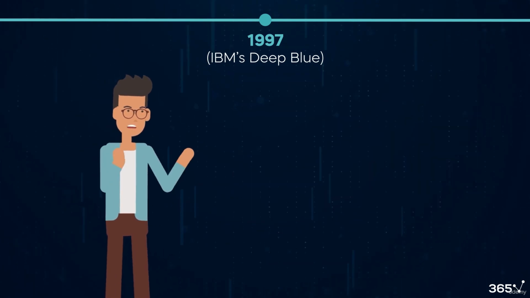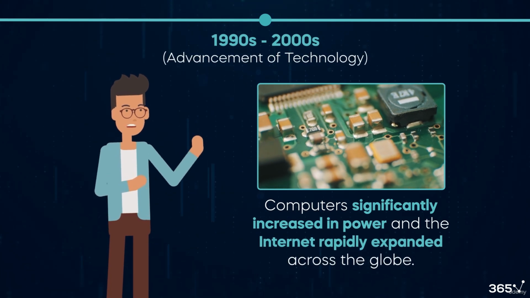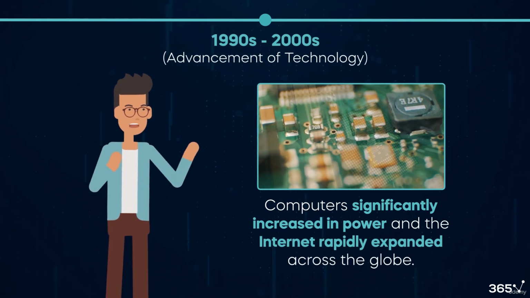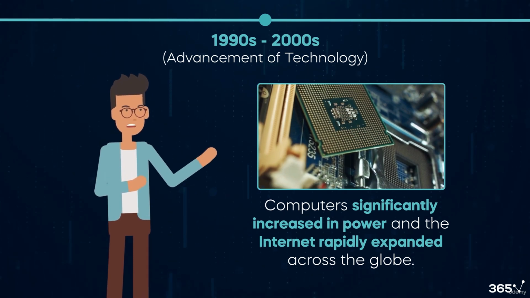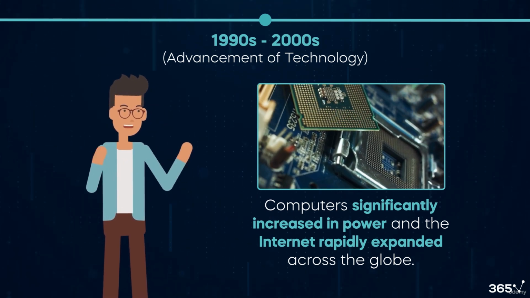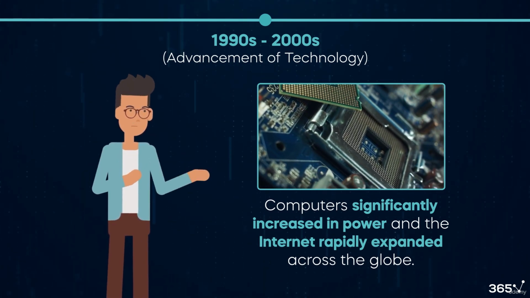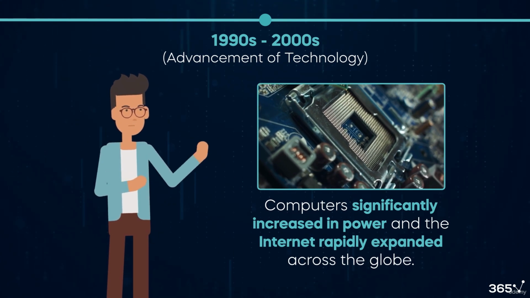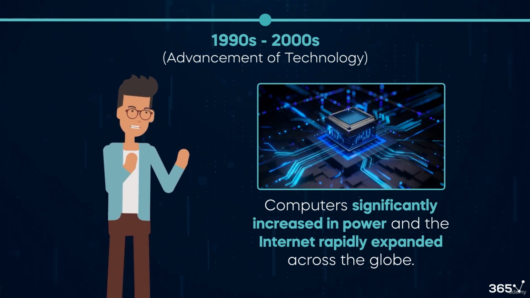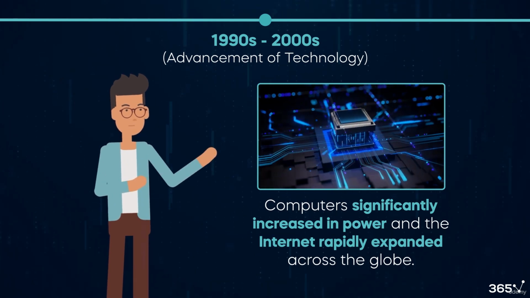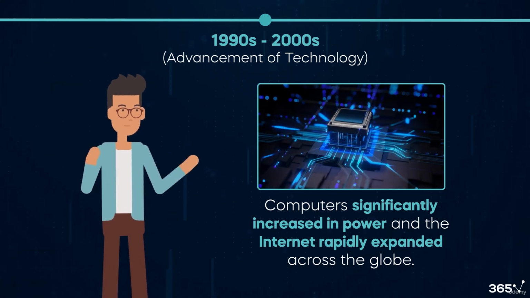Computer power surged in the late 1990s and early 2000s, and the Internet rapidly expanded worldwide. Almost overnight, the necessary ingredients were in place. People worldwide were churning out massive volumes of digital data, and computer processing capabilities skyrocketed. This dramatic shift proved to be a turning point for AI research.